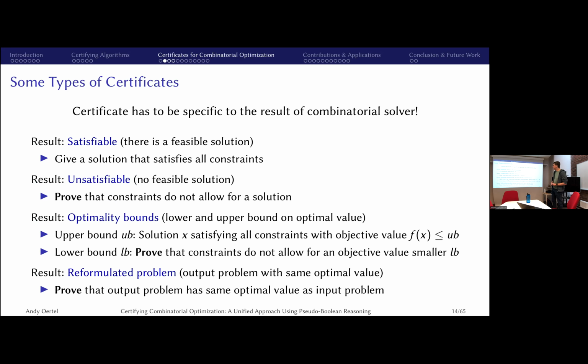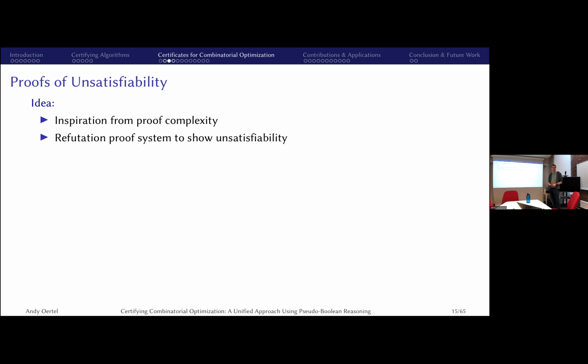And so there are these hard cases where we have to prove something. Let's just look at the first case, maybe the easiest, which is unsatisfiability. How can we prove unsatisfiability? Well, there we can look at theory, and there is this field of proof complexity that gives us a nice framework of showing unsatisfiability, because there are these refutation proof systems for proving unsatisfiability of a set of constraints.